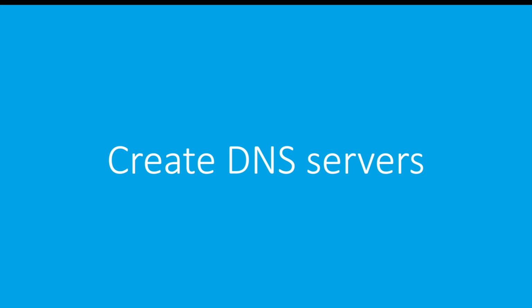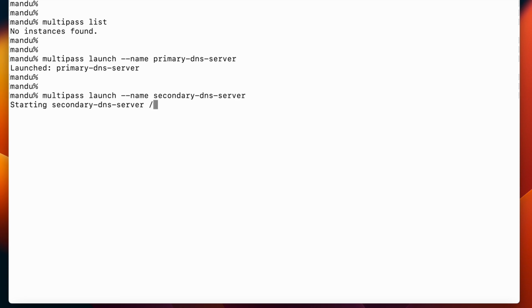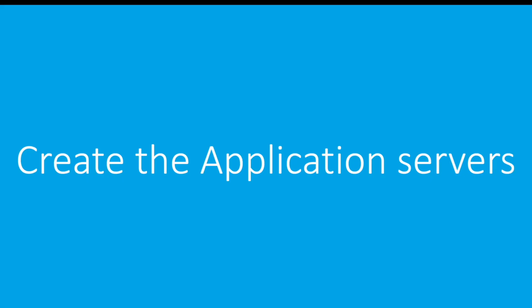Okay, let's create the DNS servers. Initially, there are no VMs. Now let's create a primary DNS server. Next, creating a secondary DNS server. Now let's create the hosts which are going to use those two DNS servers.